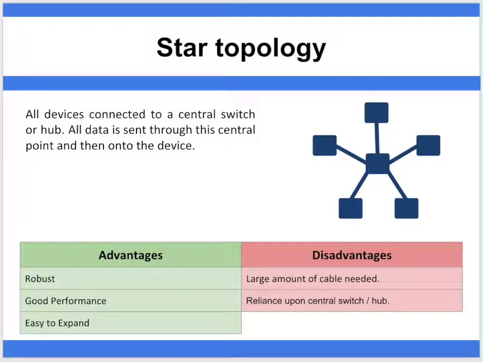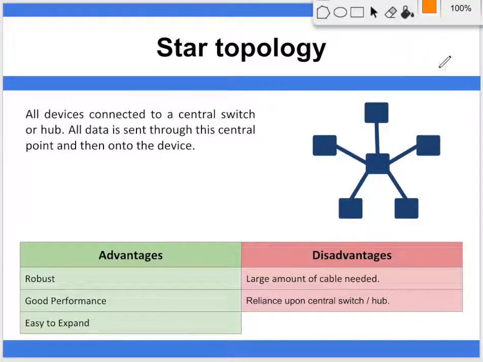Okay, so the star topology is the next one that we're going to have a look at, and the star topology is a topology where all devices are connected to a central switch or a hub, and all data is sent through this central point and then onto a device. So again, let's say we've got computers A, B, C, D, and E.